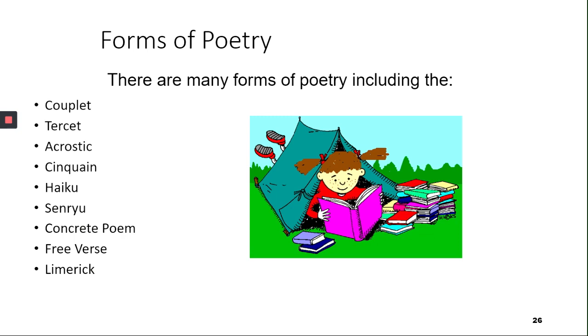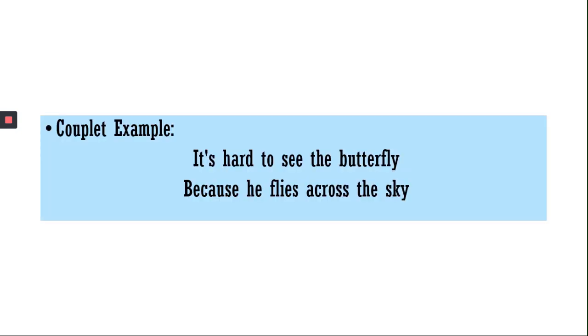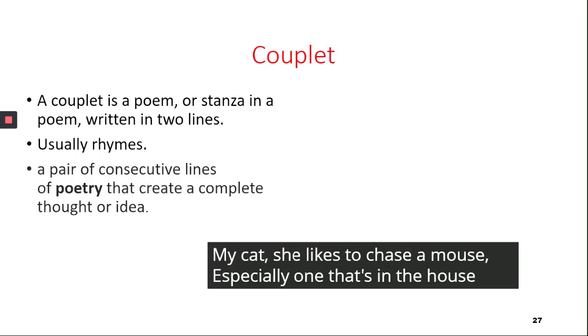So we have forms of poetry. We have first the couplet, tercet, acrostic, cinquain, haiku, senryu, concrete poem, free verse, and then limerick.